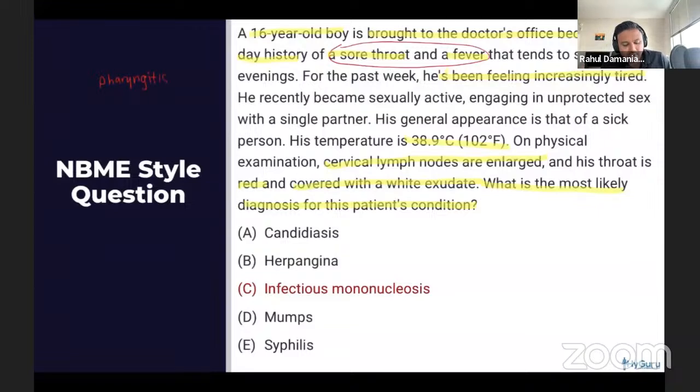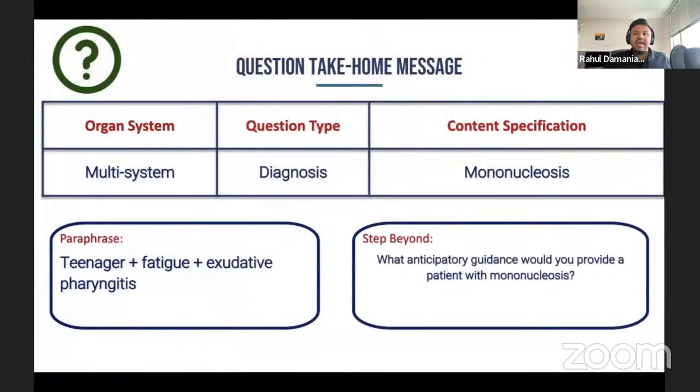And what's important for us to know is that the history of present illness, which is going to be up here, that HPI and chief complaint is usually intimately related to the physical exam. In the physical exam, we recognize that this is an exudative pharyngitis. And in a patient who is going to have fatigue and exudative pharyngitis, who's going to be a teenager with cervical lymphadenopathy, you're going to be thinking of infectious mononucleosis due to a DNA virus, which is going to be EBV. Let's go ahead and go through the step beyond question.